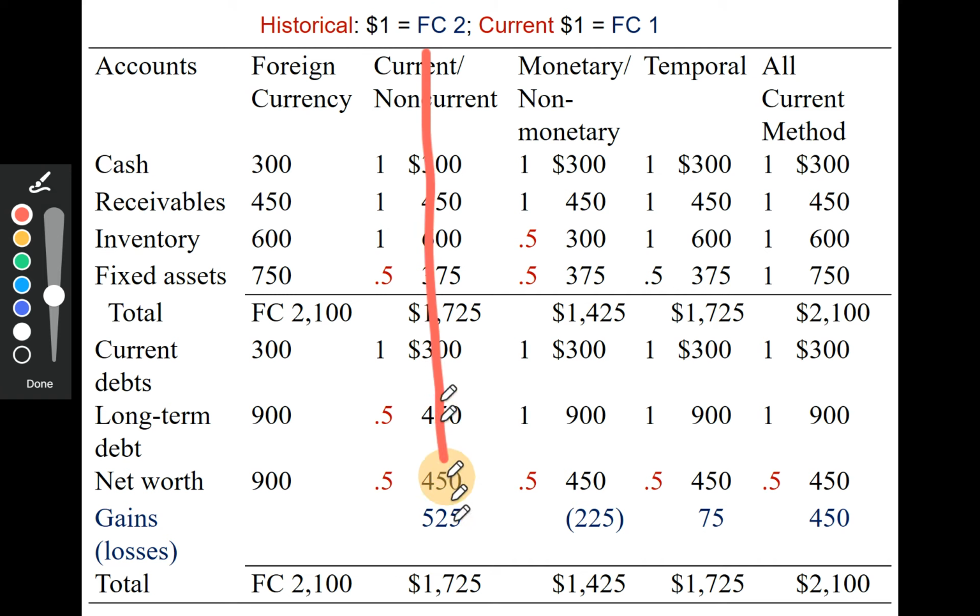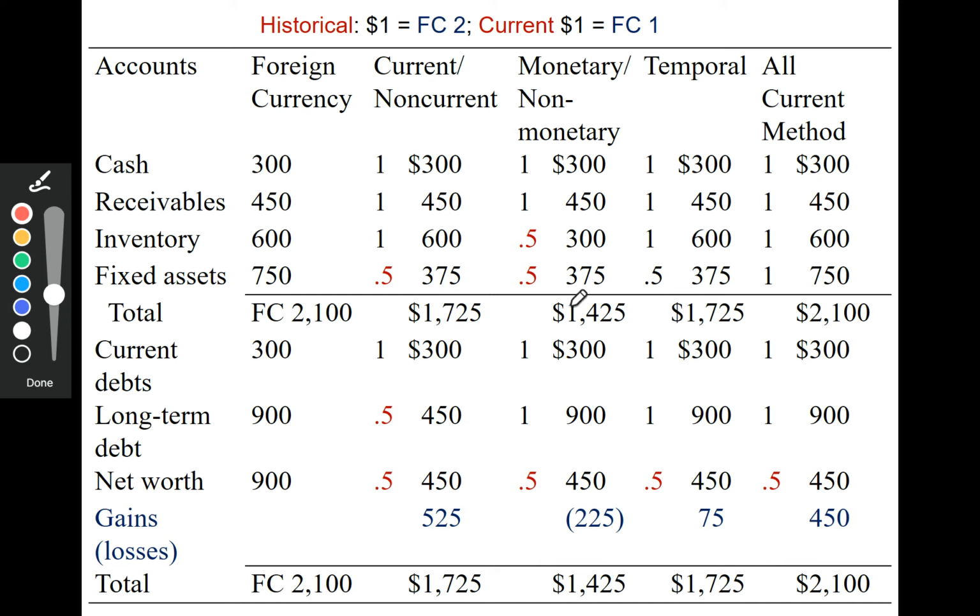So notice that we are ignoring this whole thing. That's the old current non-current method. We're not doing that method anymore. We are doing monetary non-monetary. Okay, so our asset side of the balance sheet is $300 plus 450 plus 300 plus 375, which adds to $1,425. Notice that this value of assets after translation is different than $1,725 that we would have gotten under the current and non-current method.